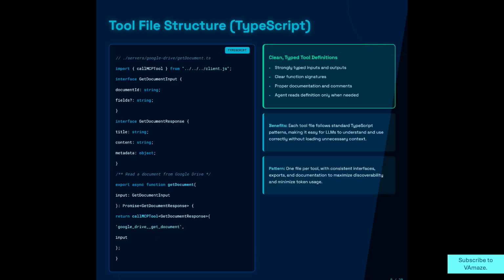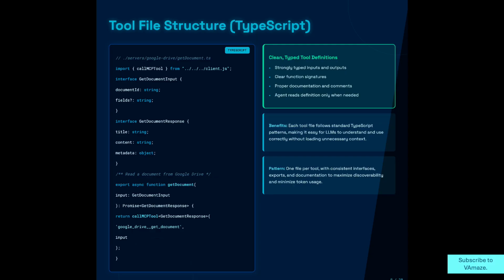Tool file structure. Now let's look at what an individual tool file contains. Here's the getDocument tool for Google Drive. It's a simple TypeScript file with clear type definitions. We define an input interface specifying what parameters the function takes, in this case just a document ID. We define a response interface specifying what the function returns, the document content. Then we have the actual function. It's a simple async function that takes the typed input and calls callMCPTool under the hood, which handles the actual MCP protocol communication. The function is documented with a comment, and it's properly typed for excellent developer experience.